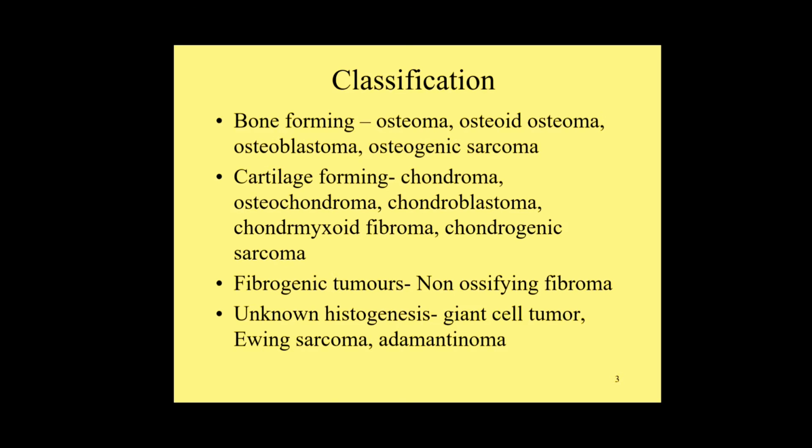Unknown histogenesis. These are the ones in which the cell of origin is not yet established. So giant cell tumor, a very common and very popular tumor, falls under this category. Ewing sarcoma and adamantinoma all fall under this category.